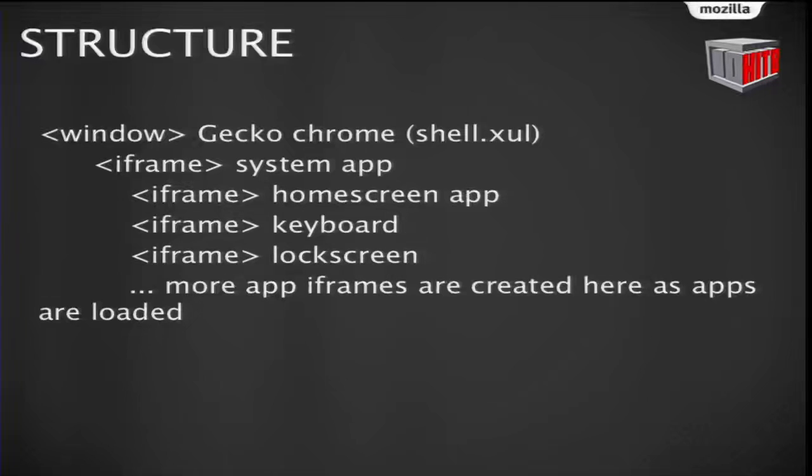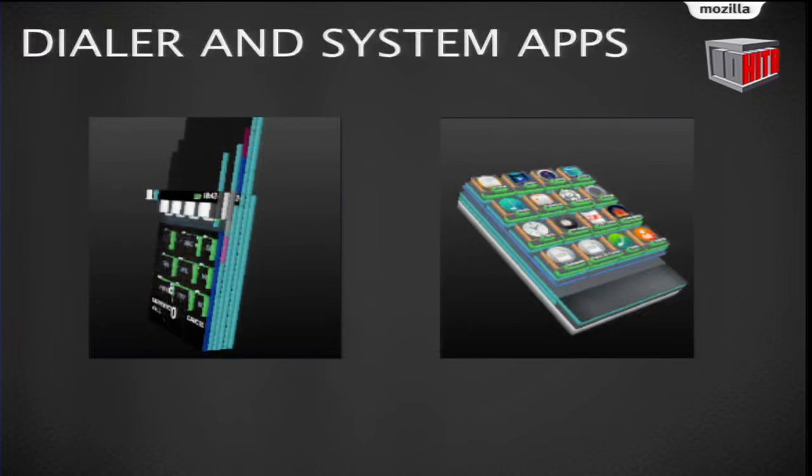What this looks like in code is basically a window, which is the Gecko Chrome shell.zool. Inside that is an iframe that is a system app. Inside of that is an iframe, which is a home screen app, and so forth. So if you wanted to visually represent it, it looks something like this. We have in Firefox a way of actually visually 3D-ifying layout, like window layout. And that gives you an idea of how this actually builds in memory.